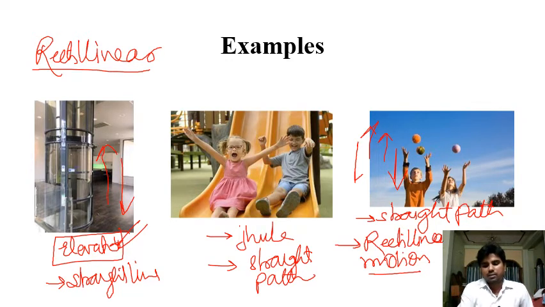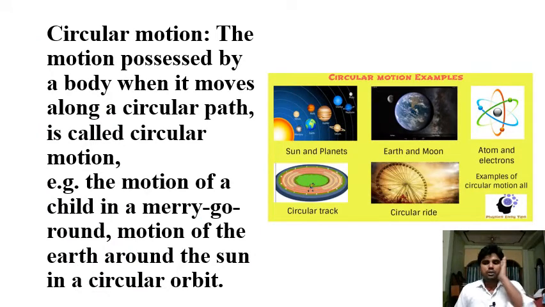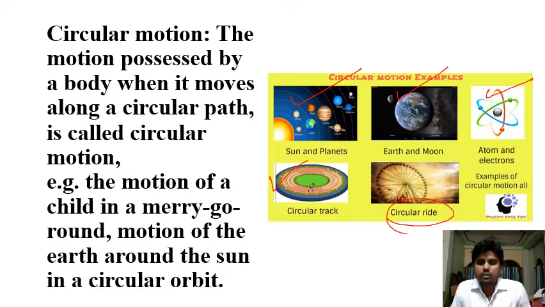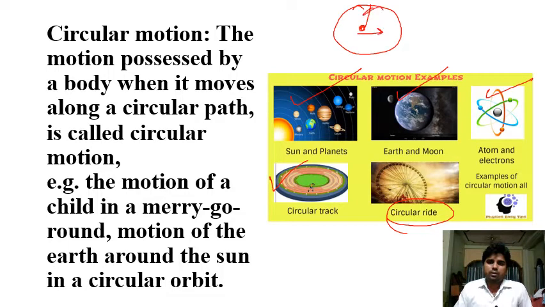Okay. Now we will see about circular motion. So circular motion means what? First of all, look at these examples given here. Sun and the planet, earth and the moon, atom and the electron, circular track and circular ride. And in the first example also we have seen the motion of the clock. So what is circular motion? What similarities can you find among these examples? Can you find any similarities, students? Yes or no? I am giving you 30 seconds, don't worry.